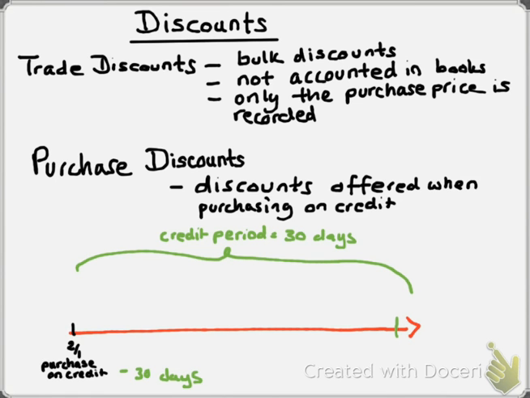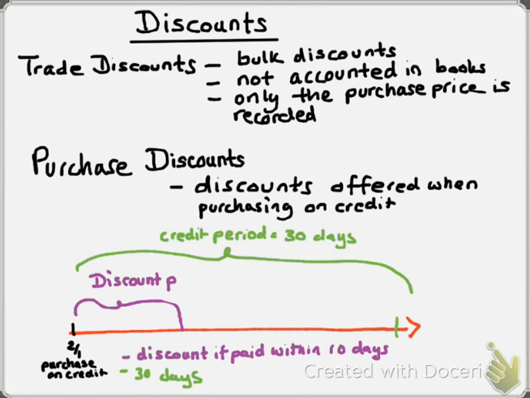Now, in some cases, the supplier will give us a discount if we pay early. Cash is important to a business, so the supplier would like to get paid as quickly as possible. So if we can pay the supplier early, they will give us a discount, and we call that a purchase discount. Let's assume that the supplier will give us a discount if we pay within 10 days. This 10-day period is called the discount period.